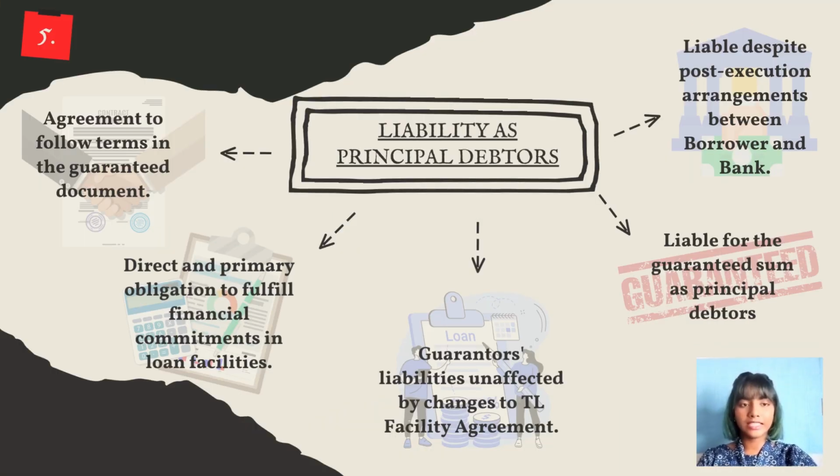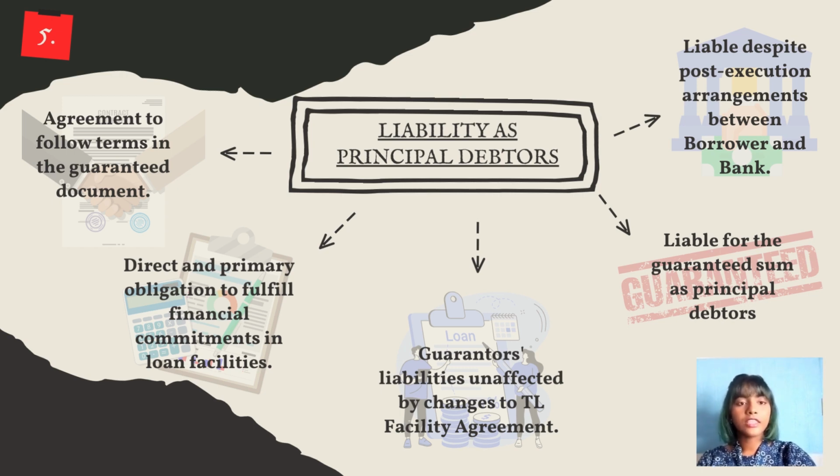The first liability is the agreement to follow terms in the guaranteed documents. The defendants commit to following the terms outlined in the guaranteed document, establishing a contractual agreement and specific obligations throughout the guaranteed period. Next is the direct and primary obligation to fulfill financial commitments in loan facilities. Acting as guarantors, the defendants bear the direct obligations, surpassing the role of a mere surety.